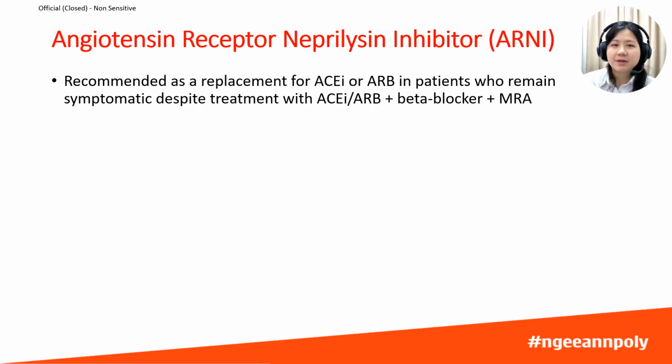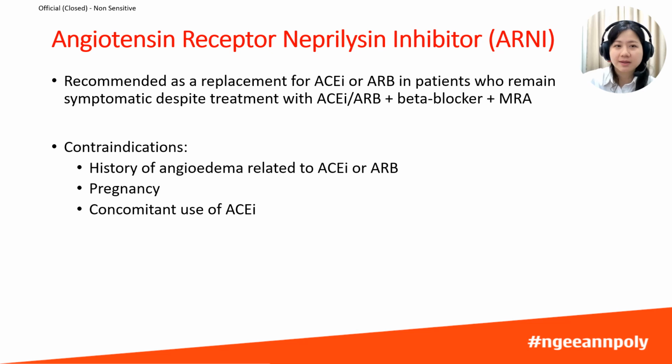Angiotensin receptor neprilysin inhibitor is recommended as a replacement for ACE inhibitor or angiotensin 2 receptor blockers in patients who remain symptomatic despite treatment with these medicines, plus a beta blocker, plus a mineralocorticoid receptor antagonist. Since it contains an ARB, it cannot be used in patients who cannot tolerate ACE inhibitors or ARB. For example, those who have a history of angioedema related to ACE inhibitors or ARB.